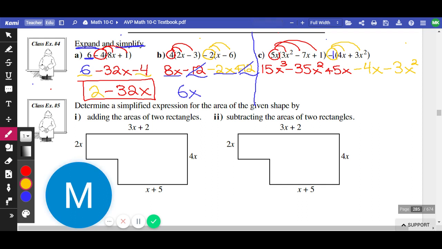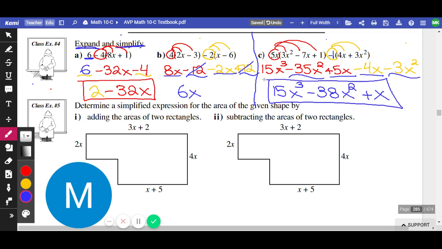You look at that, you should have some like terms there. In our case, we have x squares. I should use blue so it sticks out. We have x squares that can be combined, x's that can be combined, and then the 15x cubes can't go with it. When we're combining our like terms, we're just doing coefficients, right? So negative 35 minus 3 would be negative 38x squared. 5x minus 4x would be plus 1x. I'm not going to put the 1 in front of it, but you could. And that would be my final answer.